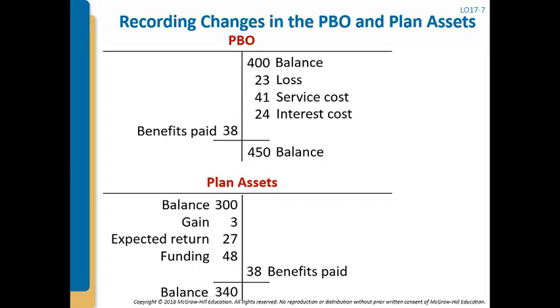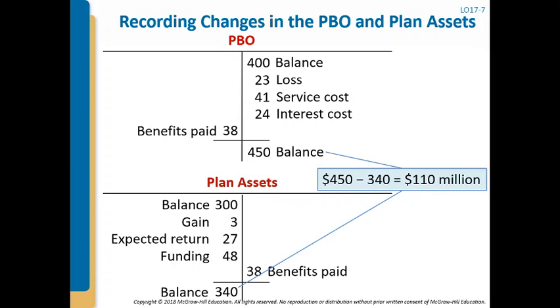And so again, at the end of 2018, I believe, we've got these balances in the two respective accounts of PBO and plan assets. And so our unfunded pension liability is 110 million at the end of 2018.